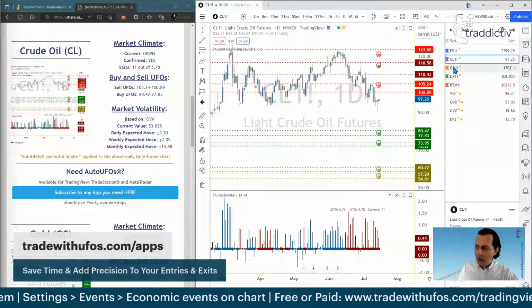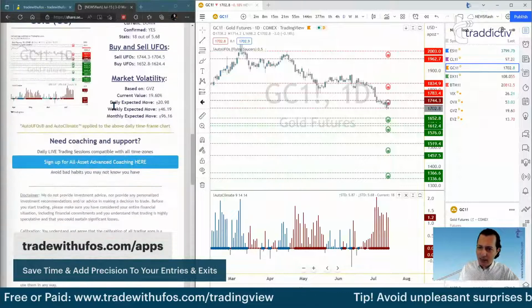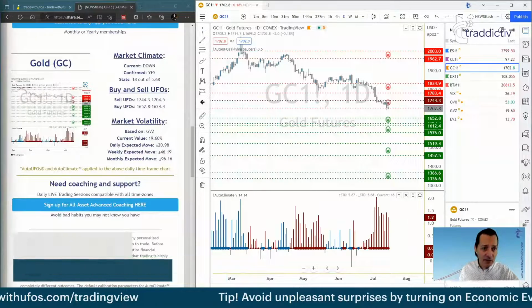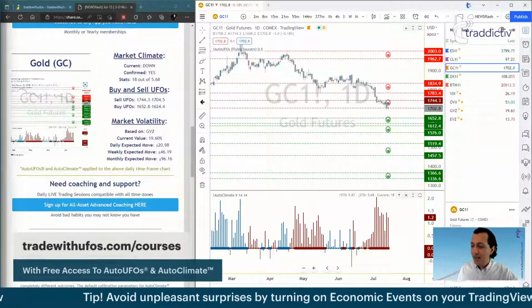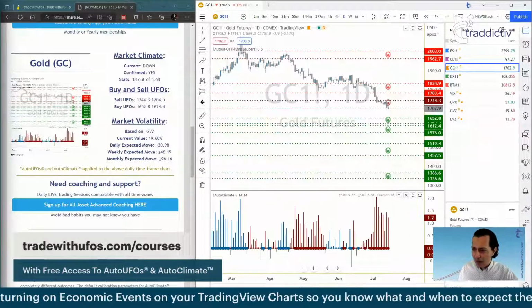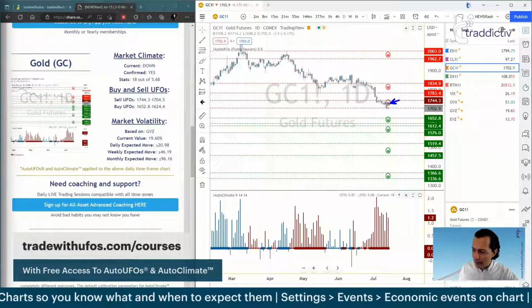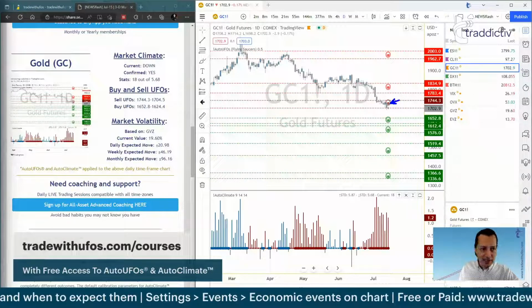If I move to the next market, which is gold, you will see how the chart resembles the same, even though there is a very big difference between crude oil and gold, which is the fact that with gold, we just got a new red UFO show up that was not there yesterday.